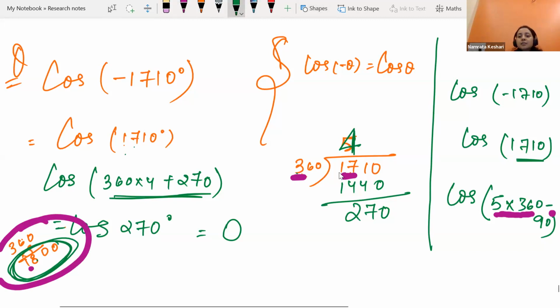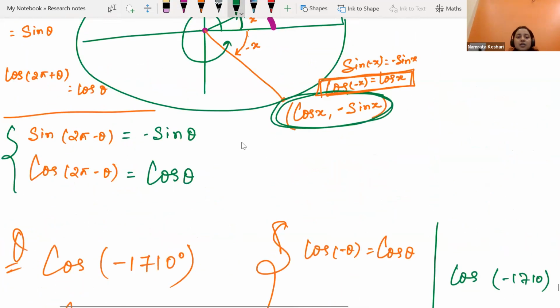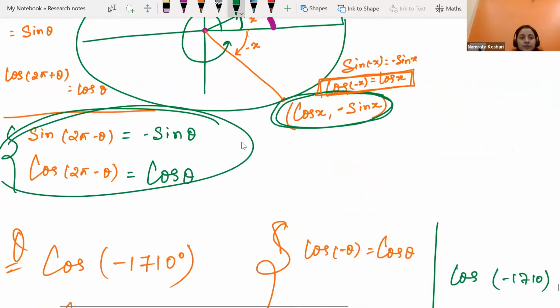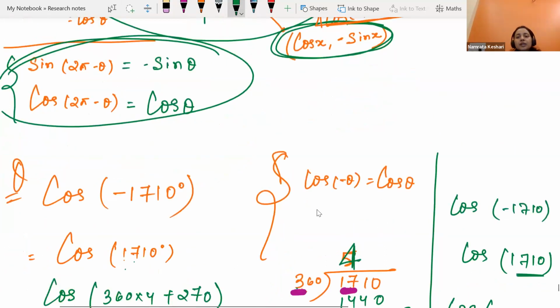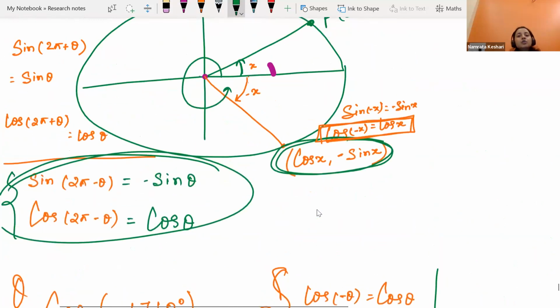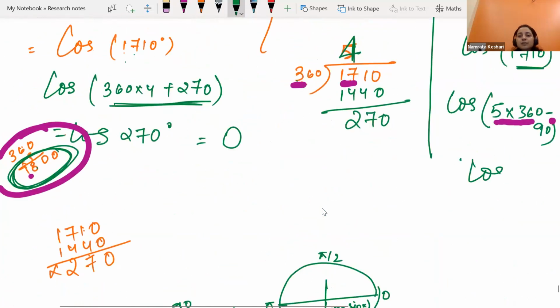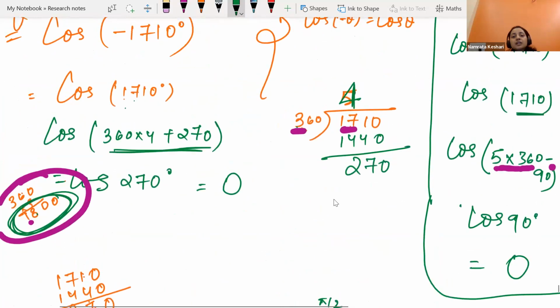And this is nothing but just now we have this formula that cos 2 pi minus theta is just cos theta. Similarly cos n into 2 pi minus theta is just cos theta. Getting it? Ali and Alina, are you getting it? Yes, ma'am. Is it crystal clear to both of you?